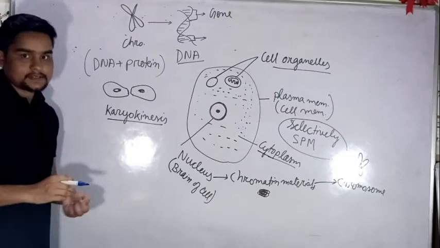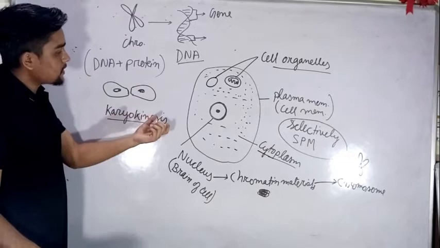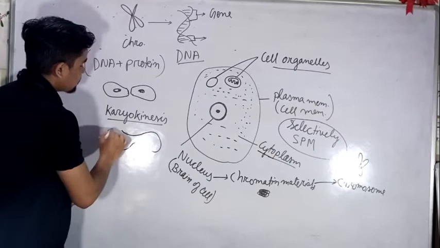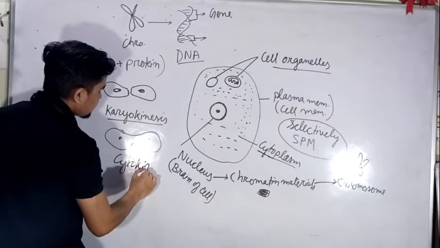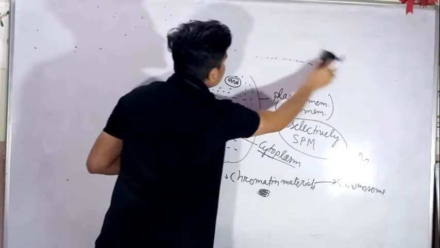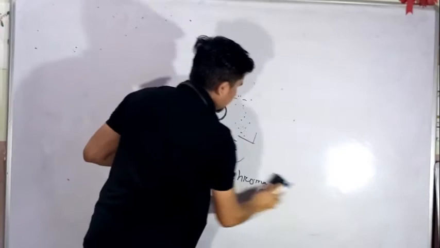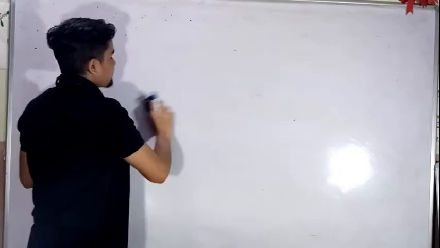Next, after the nucleus divides, the cell divides. The daughter cells are formed by cell division. This is called cytokinesis. Cytokinesis. The daughter cells then form similar cells, tissue, organ, organ system, and the organism.